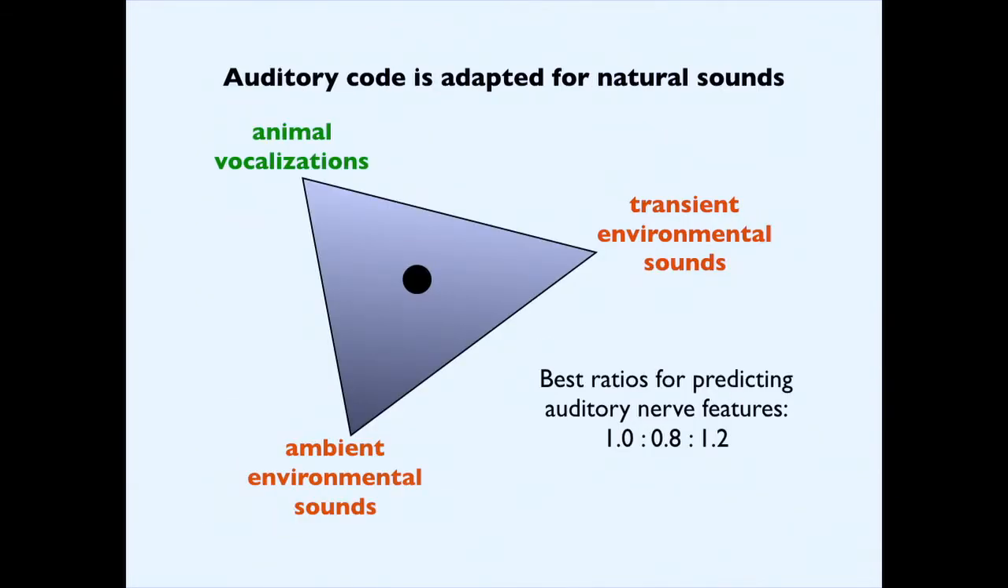And what we found is that you needed to divide the acoustic space into these general groups. Animal vocalizations was roughly a third. Transient environmental sounds was about another third. And then ambient environmental sounds was the last third, and these were the exact ratios that we wound up getting the best fit to the data. But this story started, and this is the only time this has happened in my scientific career.